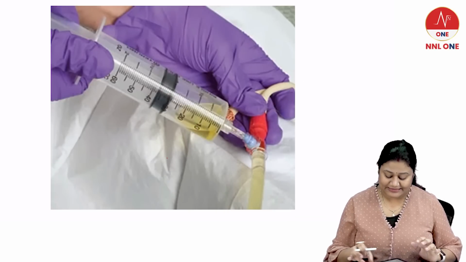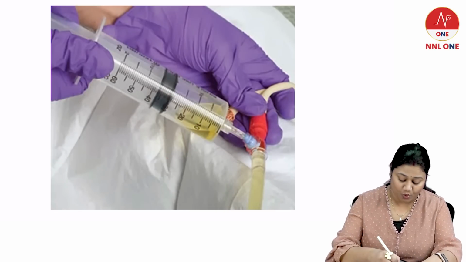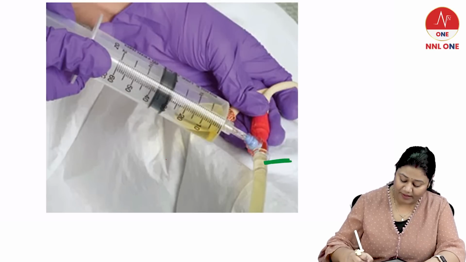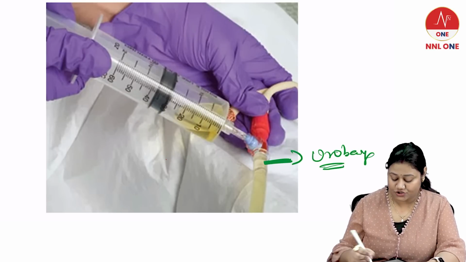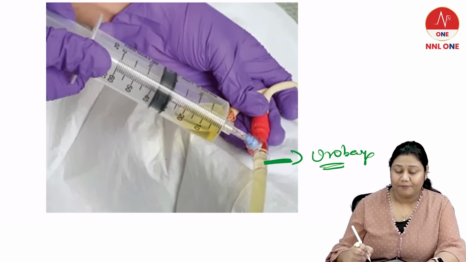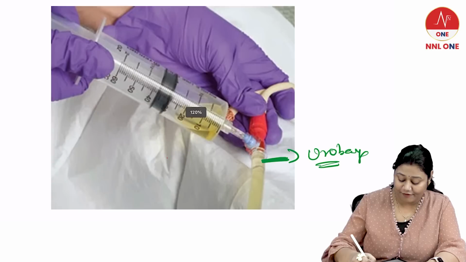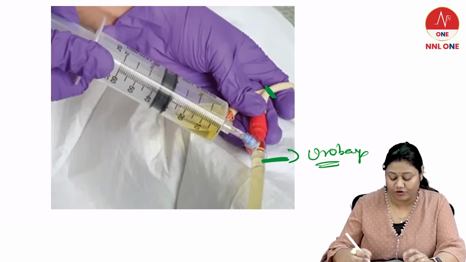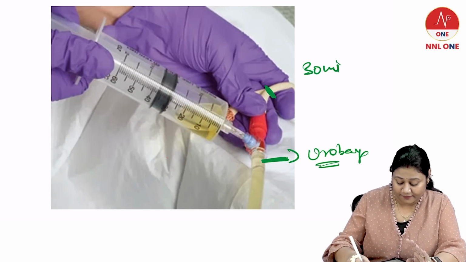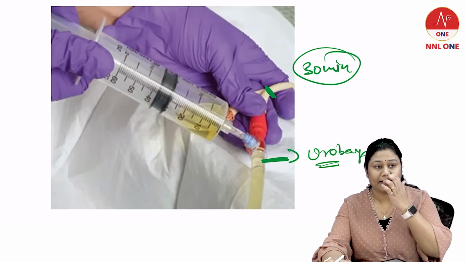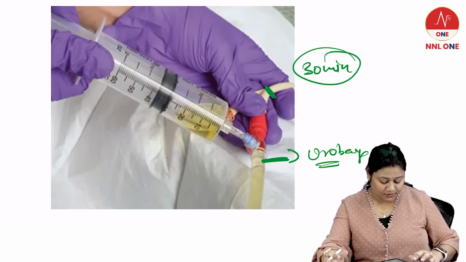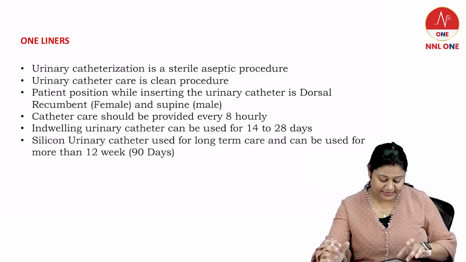If you have to take a sample, then there is a sampling collection port available on the urobag, right? You have to withdraw the sample from it. Before withdrawing the sample, you have to apply the clamp for a minimum of 30 minutes. For a minimum of 30 minutes you clamp the tubing, so that you have enough urine for the sample.